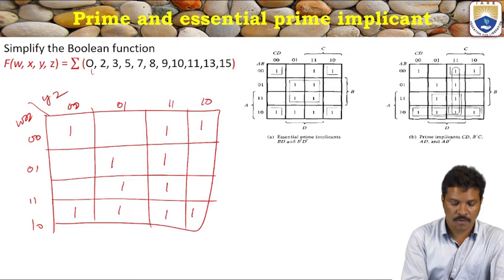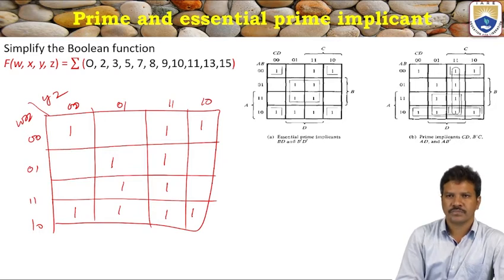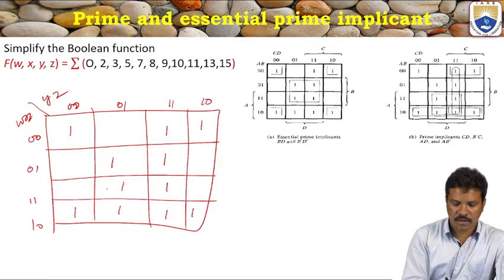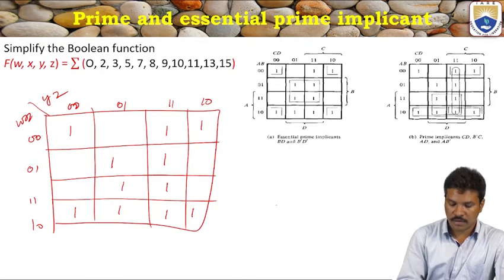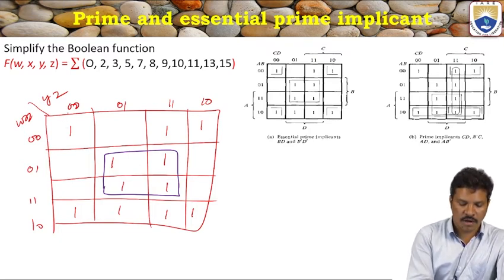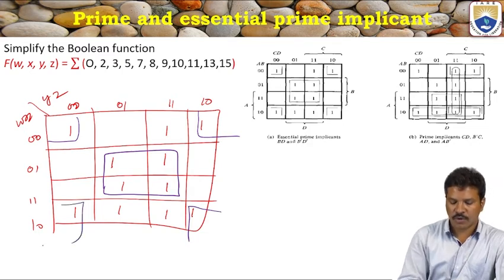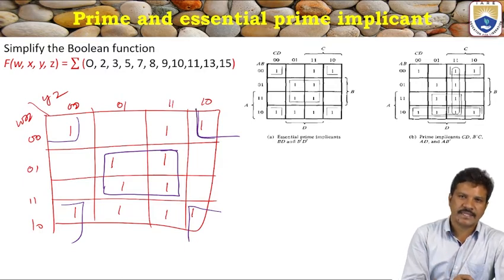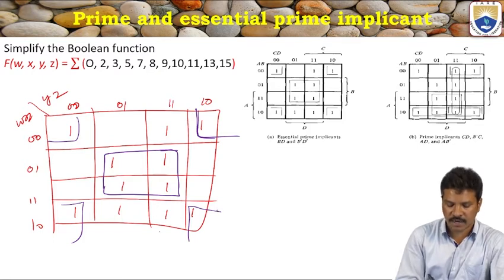So 11 ones are placed. Here, if you mark this square of 4 ones, and if you mark all 4 corners, which are also adjacent together, this square box and this 4-corner box are prime implicants, but they are not combined with any other one.